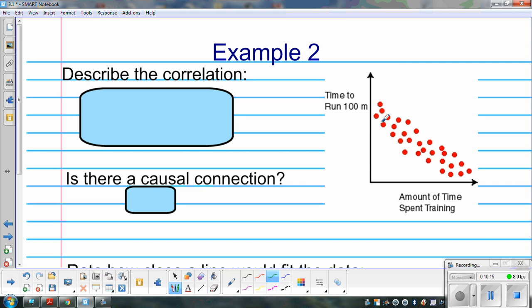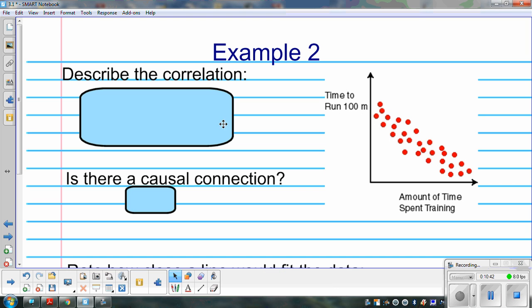Here's our next example. Draw a quick graph where you label it as the amount of time spent training compared to the time it takes to run a 100-meter dash. So this is saying as the amount of time spent training increases, the time it takes you to run is actually decreasing. That's actually a good thing. If your time decreases on a race, that means you're improving.